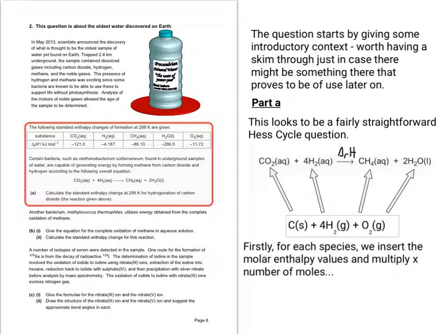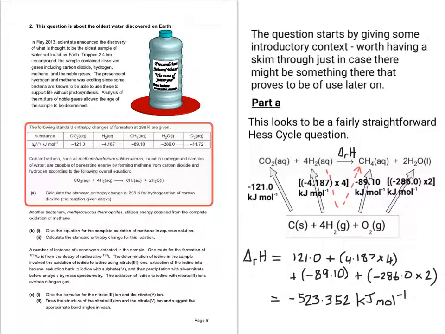So firstly, for each species we put in the molar enthalpy values and multiply these times the number of moles present. So starting with carbon dioxide, minus 121.0, then moving on to hydrogen. Hydrogen aqueous form is going to be minus 4.187, there's 4 of them, so that times 4. Moving on to methane, minus 89.10, and finally water, minus 286.0 times 2, all in kilojoules per mole.